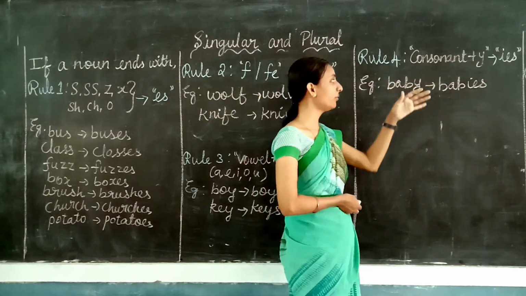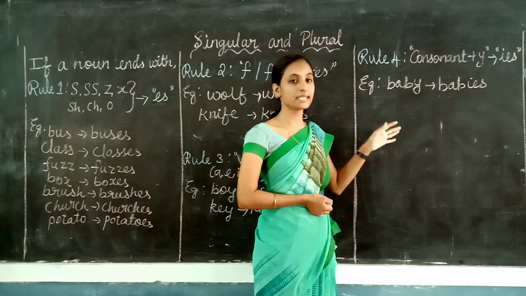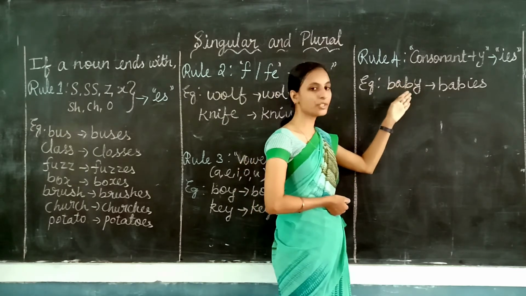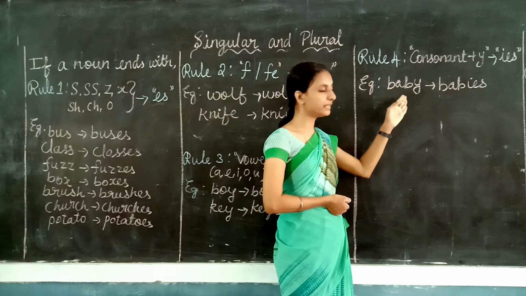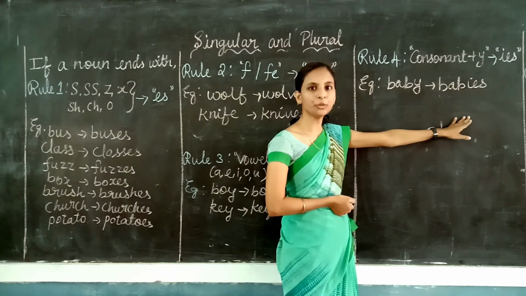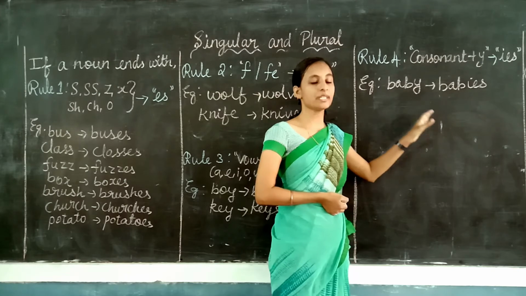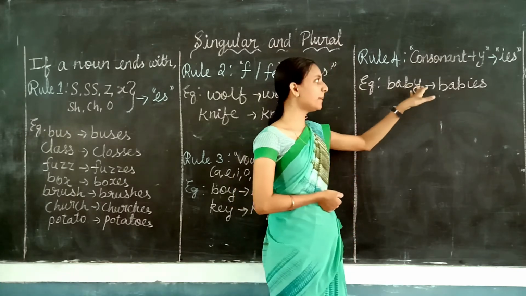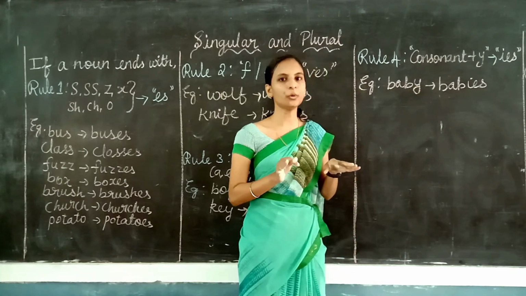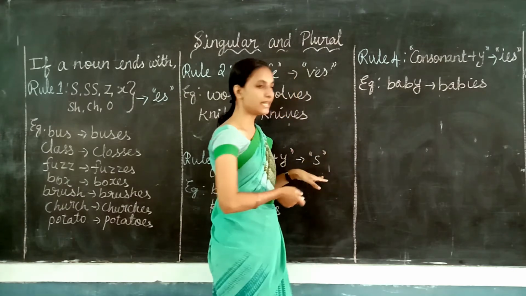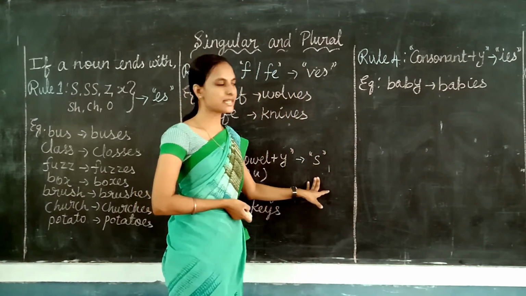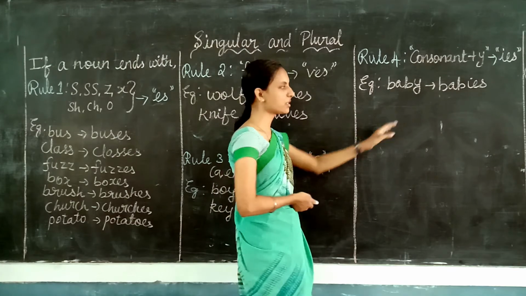When are we going to remove the y? If y has a consonant next to it at the end of the word, then only we are going to remove the y from the word and add ies for it. Suppose a noun ends with vowel plus y, that means we are not going to remove y, we are going to directly add s after the noun. Understand? Let's see more examples for this rule.